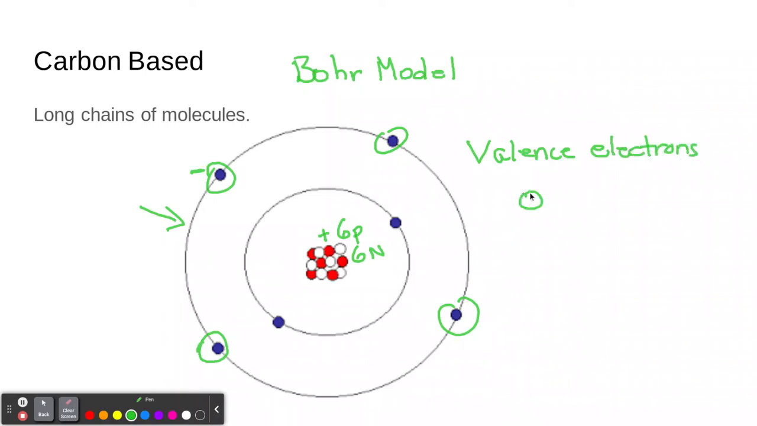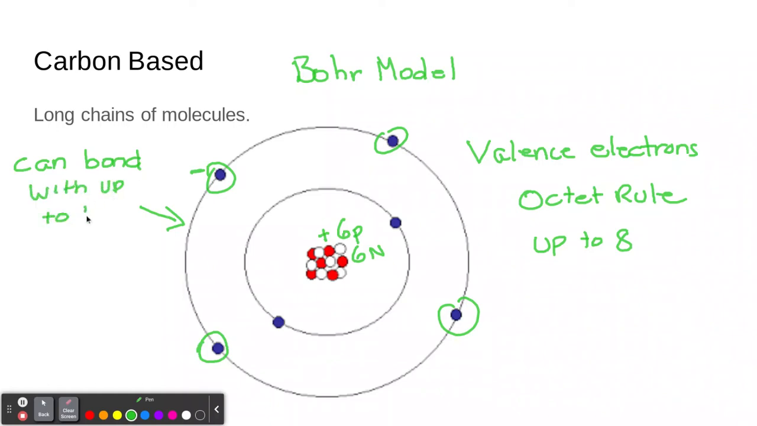Now, with the octet rule, and you should remember the octet rule from chemistry, on the second shell, an atom could have up to 8 electrons. As you can see, carbon can have 4 more. It wants 4 more to become complete. So that's why carbon can bond, and I'll write it over here, with up to 4 other atoms.